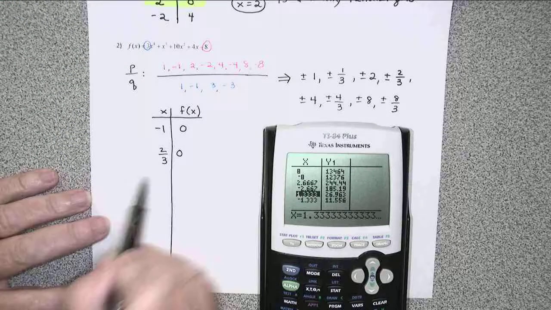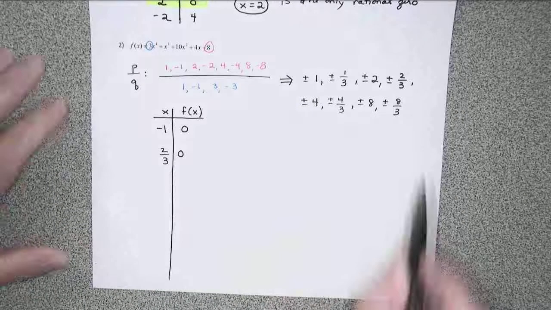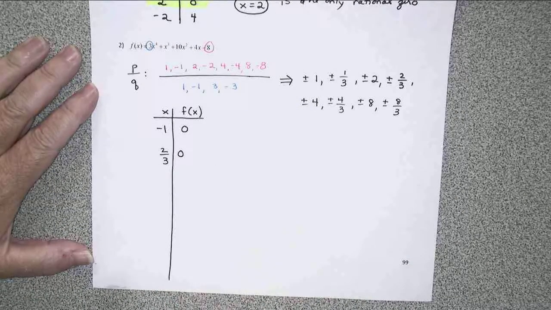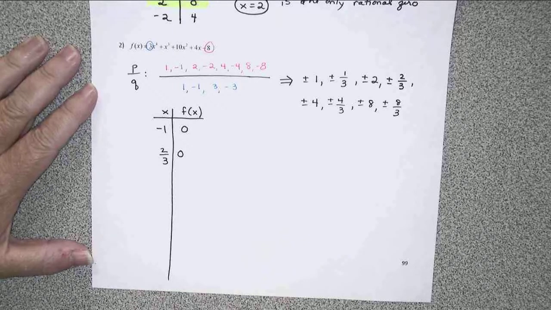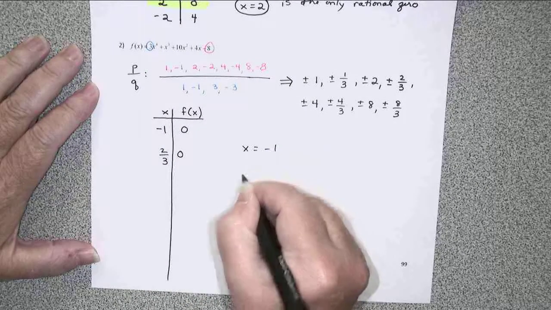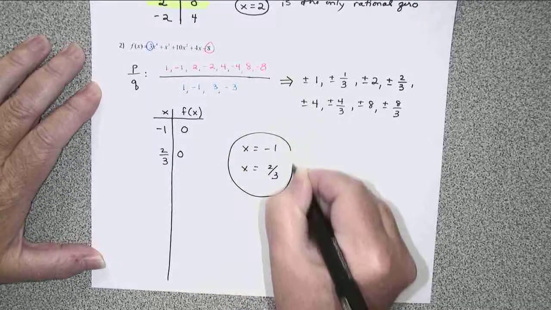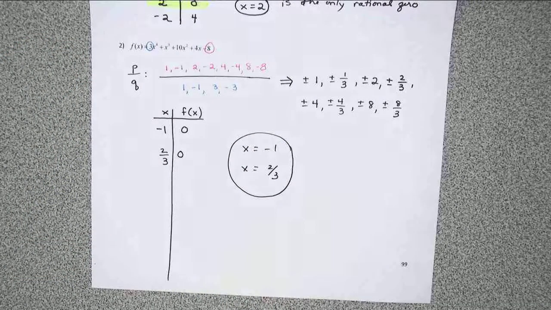So, this is it. The only two of all of our possible candidates that actually gave us 0 as an output were x equals negative 1 and x equals 2/3. All right, so here again, we got 2 solutions. We really would have expected 4, since this was a 4th degree polynomial. And in the next section, we'll go about seeing how we'd find those others.